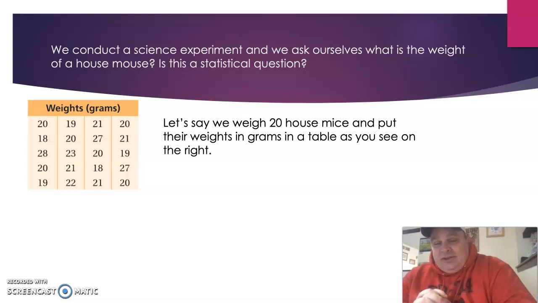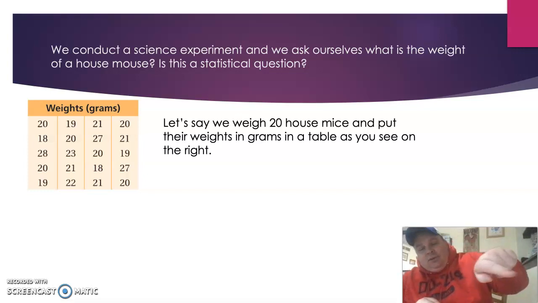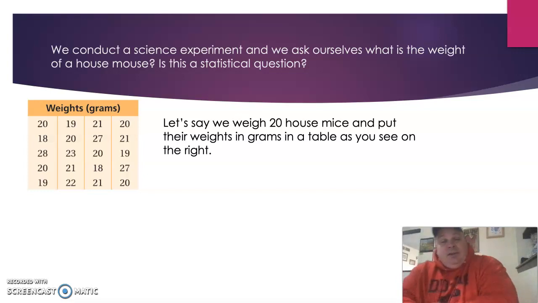So let's say we conduct a science experiment and we ask ourselves, what is the weight of a house mouse? Is this a statistical question? Well, first, I hope you don't have house mice, but if you do, we could weigh 20 house mice and we could very easily come up with 20 different answers. So yes, it would be a statistical question. You are correct. Okay, so let's say we weigh these 20 house mice and we put their weights in grams in a table, as you see I did on the right. No, over there. You got to look over there. Oh, other way. There you go.